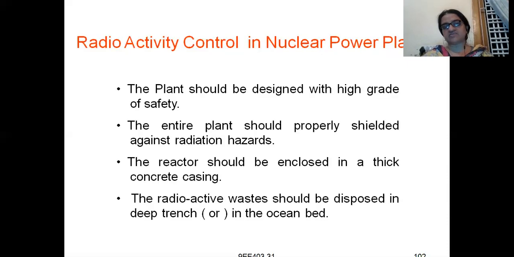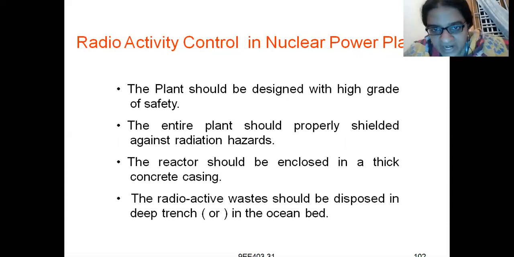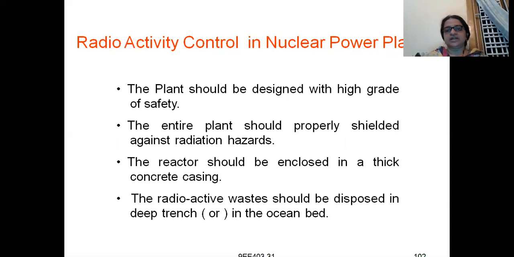Next, radioactivity control in nuclear power plant. Let us study about radioactivity control in nuclear power plant. The plant should be designed with a high grade of safety. As we have seen in thermal power plant, here the chances of risk, or exposure to several problems, in a nuclear power plant are more compared to a thermal power plant.